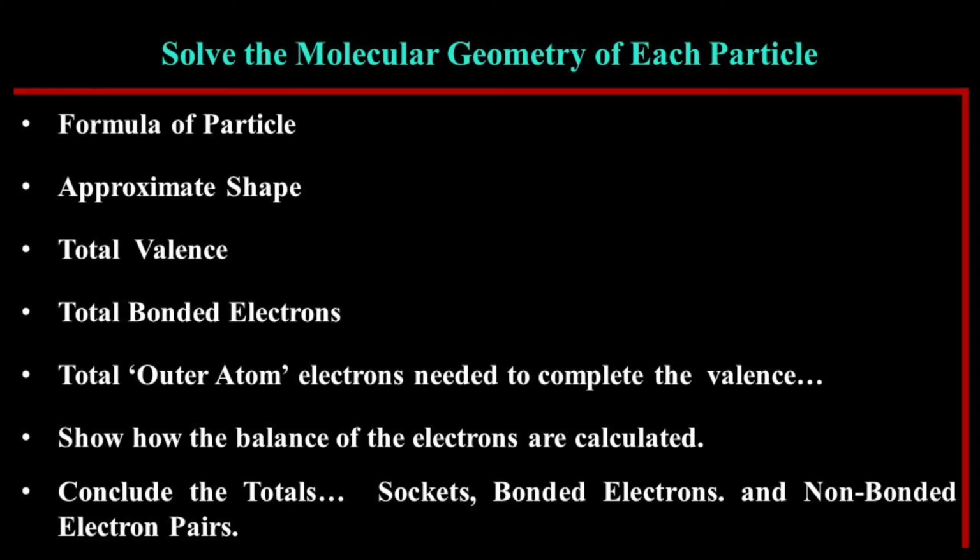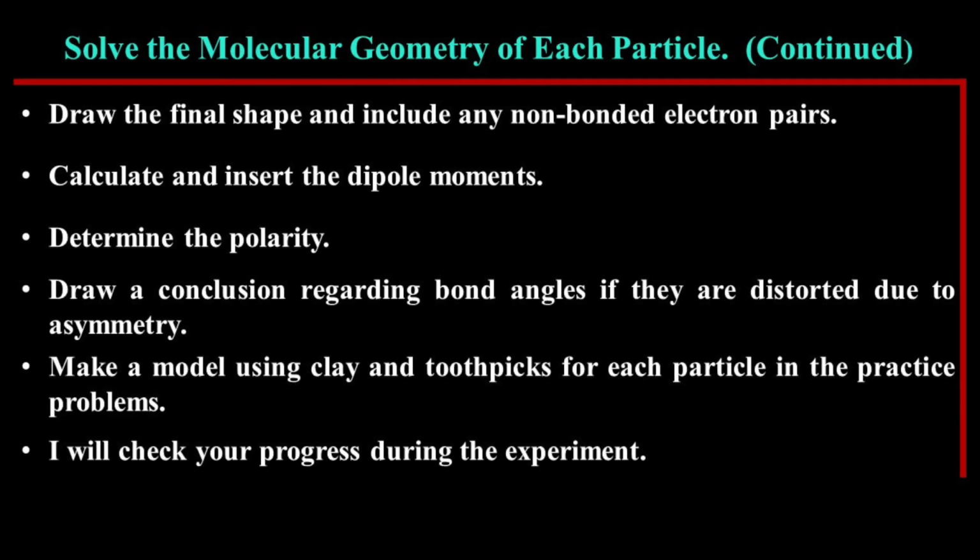Formula of particle, that's what you start with. Approximate shape, total valence, total bonded electrons, total outer atom electrons needed to complete the valence. Show how the balance of the electrons are calculated. Conclude the totals, sockets, bonded electrons, and non-bonded electron pairs. Draw the final shape and include any non-bonded electron pairs.